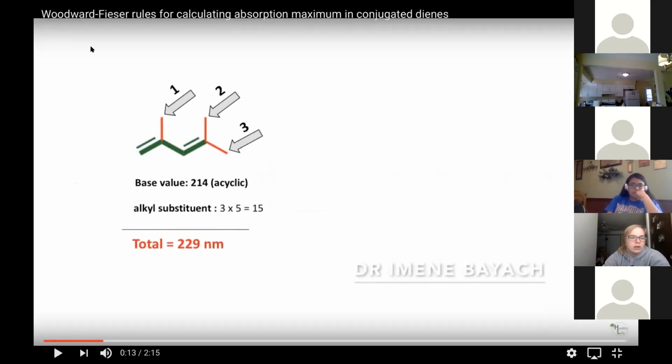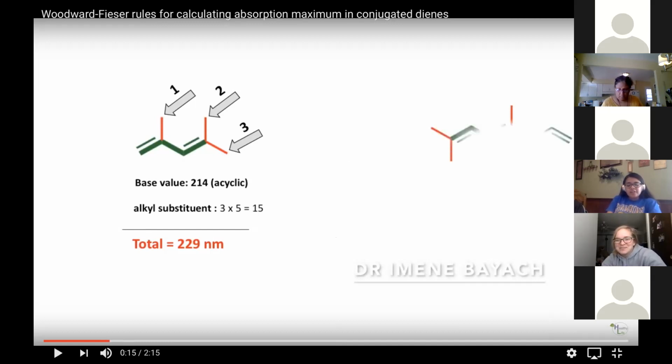Okay, so I'm going to pause them after the examples that they give us. So again, you have your conjugated diene, which is going to be your base value of 214. And then you're going to have 1, 2, 3 methyl groups coming off. So then you're going to multiply those by 5, which is 15. So then you just add that to your base value of 214, and it gives you 229. So that one's pretty basic.